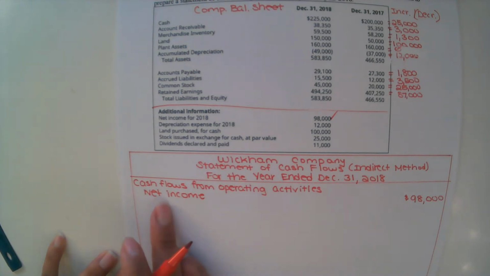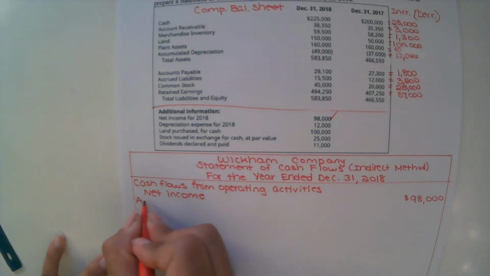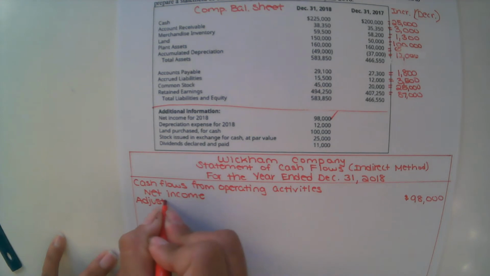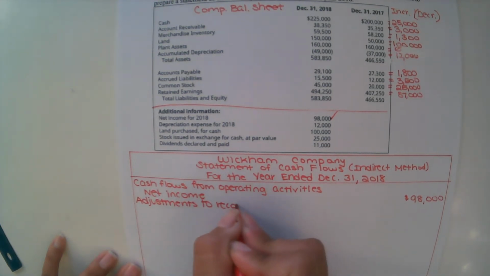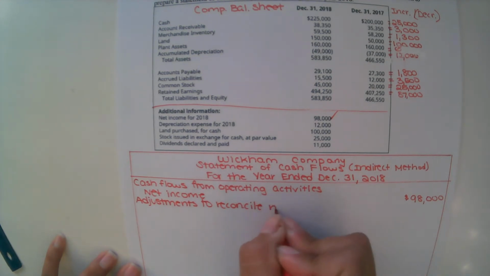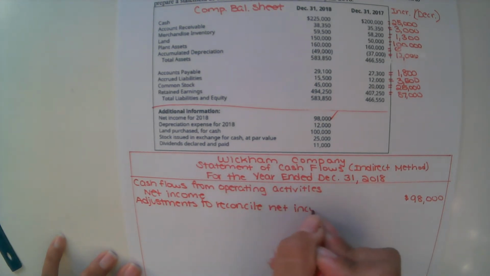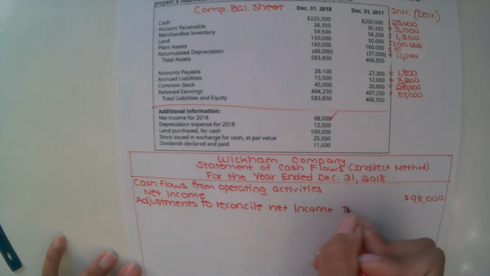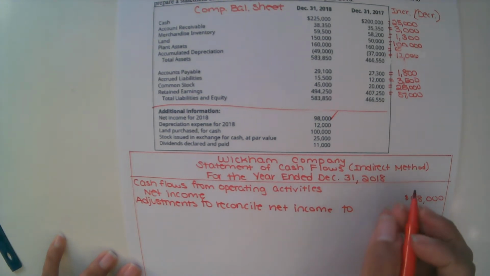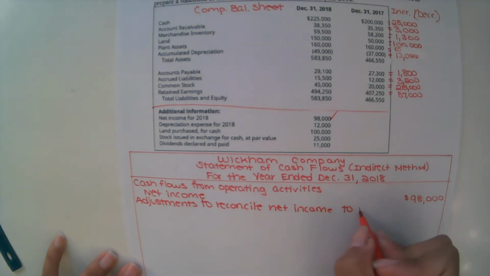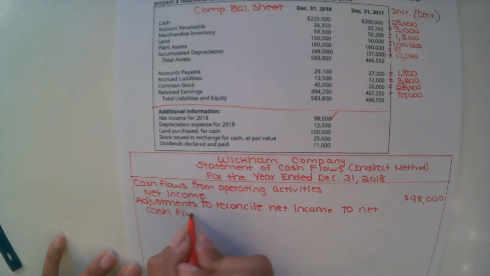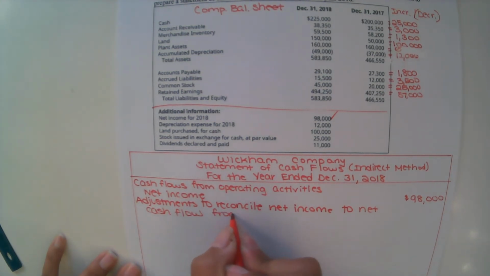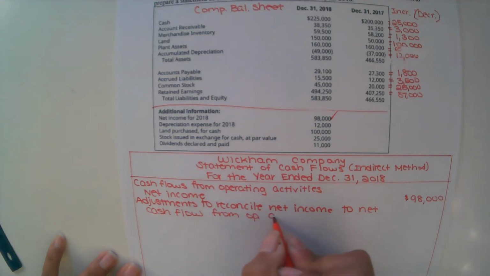All right, now comes that long sentence where we describe the adjustments that we're going to make to net income. So now we say adjustments to reconcile net income to net cash flow from operating activities.